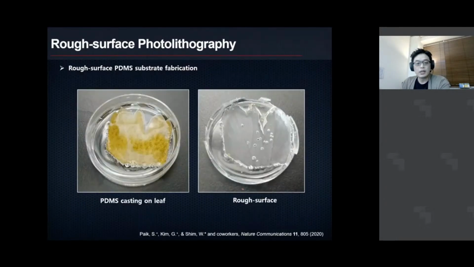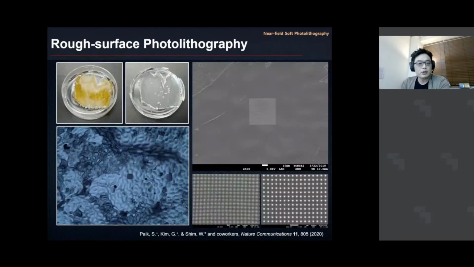We can also pattern not only curved surfaces but also very rough surfaces. To make a very rough surface, we molded a lip, and the surface looks like this. That's the PDMS surface, which is the molded lip. You see little tiny patterns right here, and if you zoom in, there is not a single missing dot in this pattern.